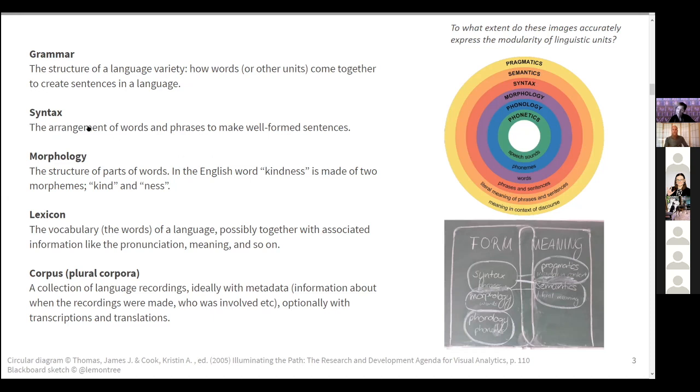Okay, so how do we arrange the syntax? How do we arrange the words? And then grammar is the structure of a language. How the words come together to create sentences in the language. So we've gone from the sound through to the grammar, which is the whole structure of it. The syntax, so what's the ordering? Semantics, what's the meaning? And then pragmatics, what's the meaning in context?